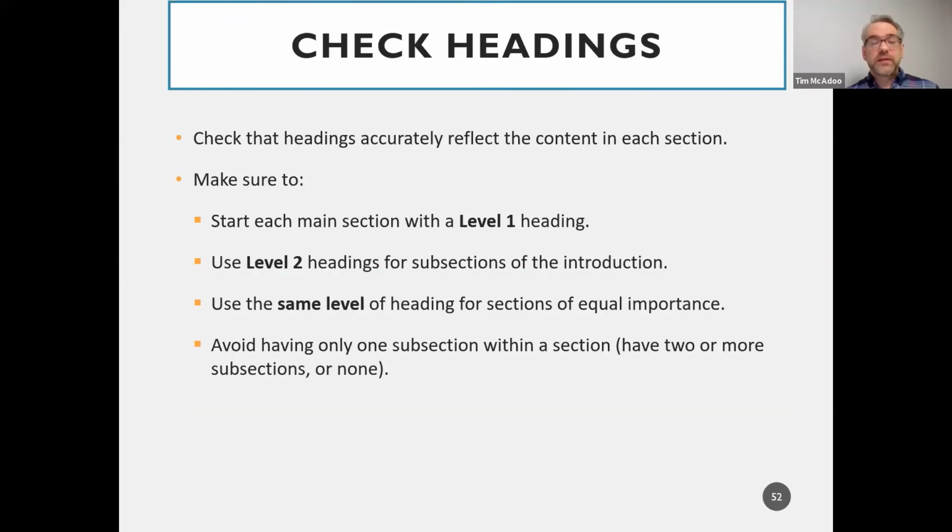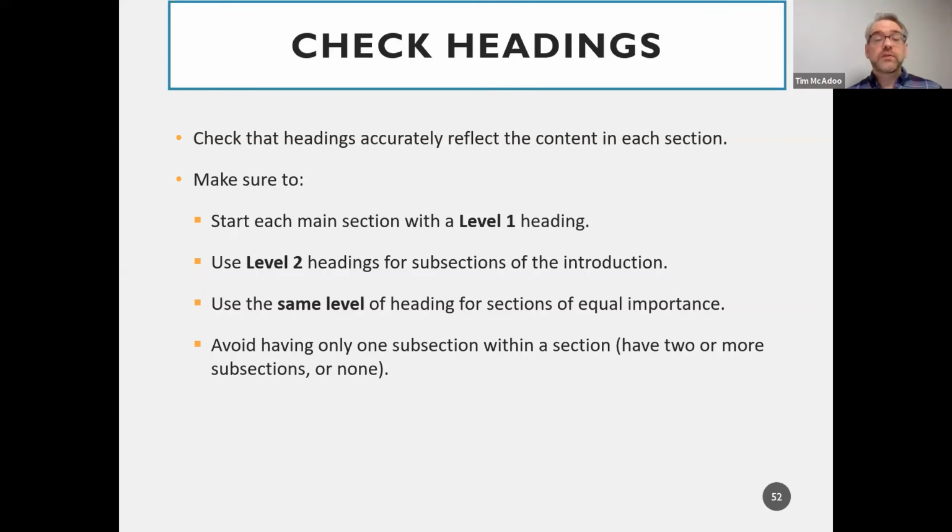The next thing is to start each main section with a level 1 heading, and then use level 2 headings for the subsections within that introduction, and to use the same level of heading for sections of equal importance. Method, results, and discussion are at the same level of importance, so those would all be at the same level of heading, typically level 1, but wherever they happen to fall based on the structure of your paper. Another example might be if you have experiment 1 and experiment 2, you'd want those both to be at the same level of heading, obviously.